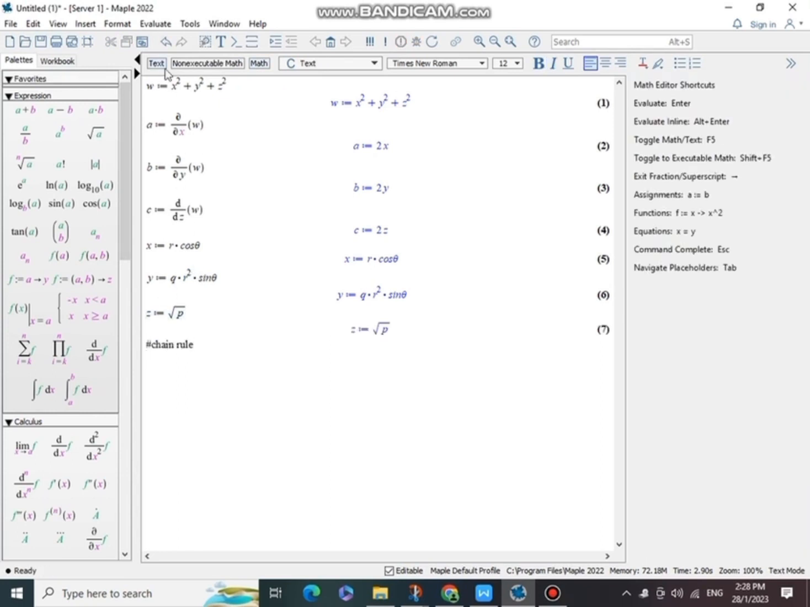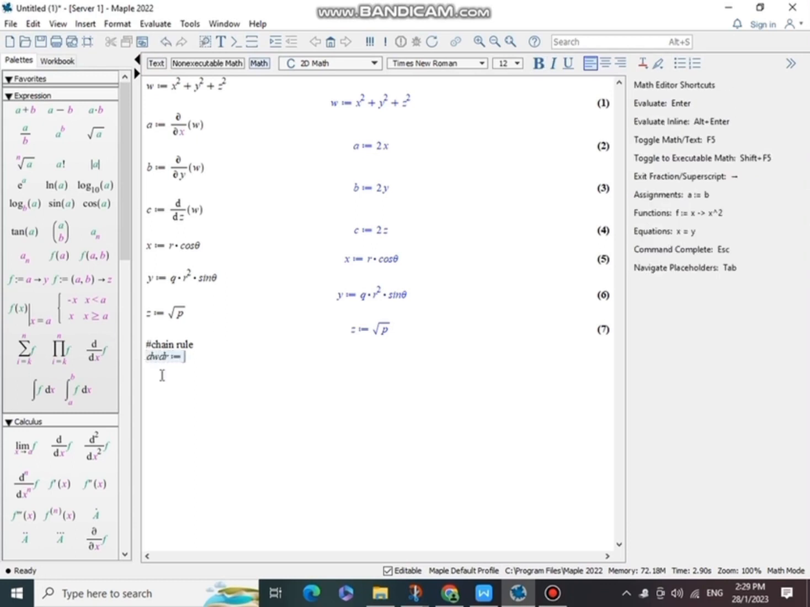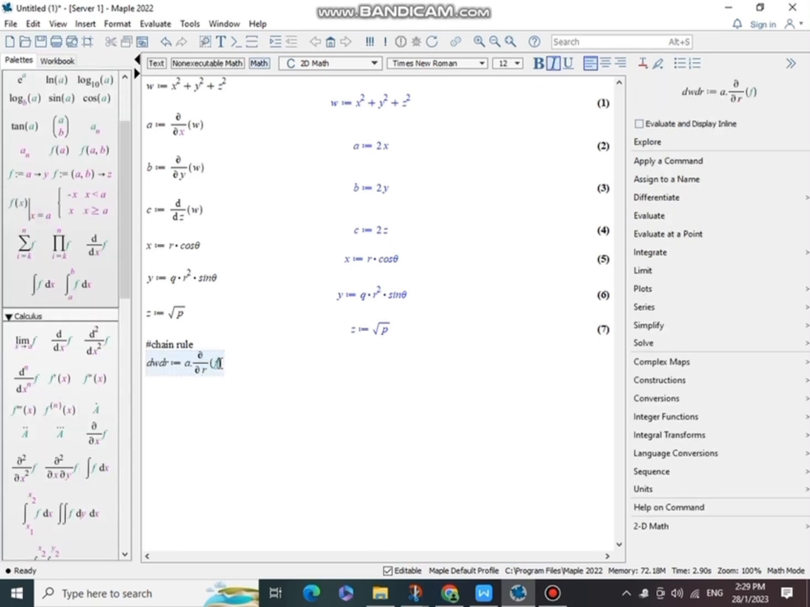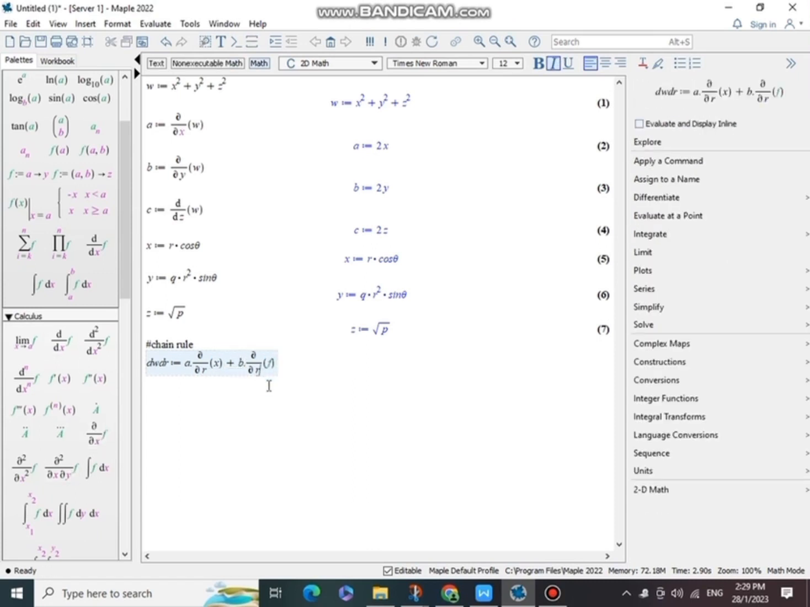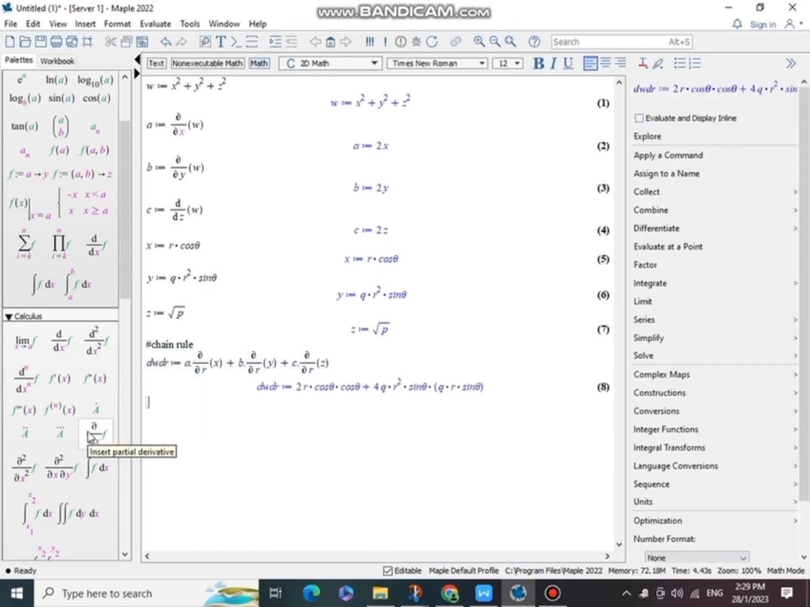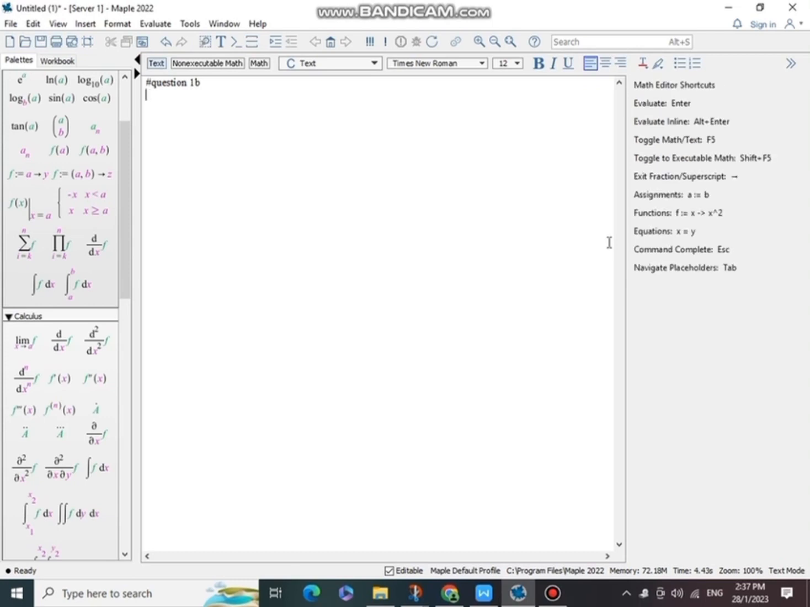Then we do a chain rule to find dw over dr, which equals A times the differential of dx over dr, plus B times the differential of dy over dr, plus C times the differential of dz over dr, and we get the final answer. For question 1b, determine dz over dy.